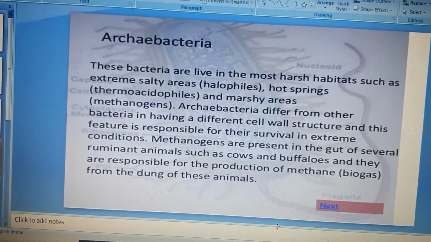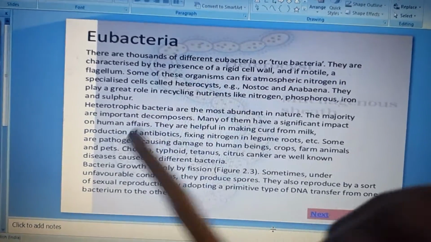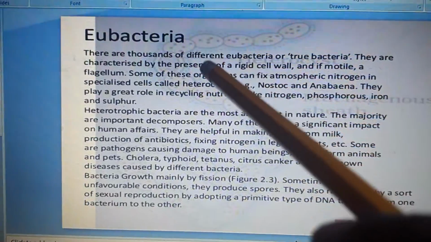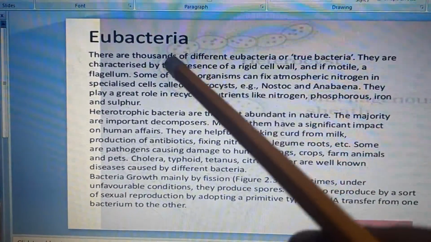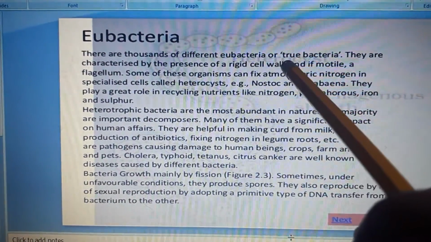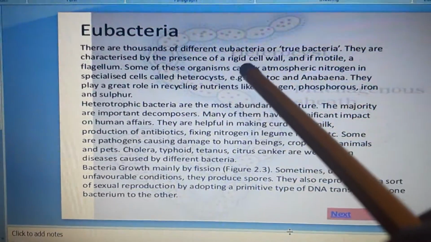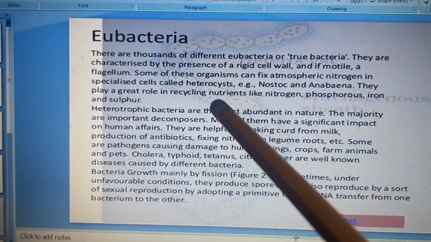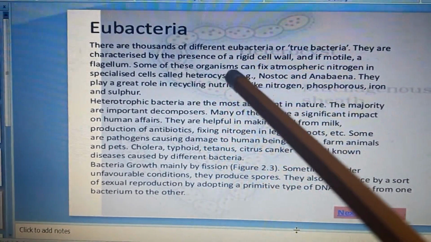So let's move forward towards Eubacteria. There are thousands of different Eubacteria, known as true bacteria because they have the true characteristics of a bacterium, like the presence of a rigid cell wall. If motile, they have flagella. They can fix atmospheric nitrogen in a specialized cell known as a heterocyst.